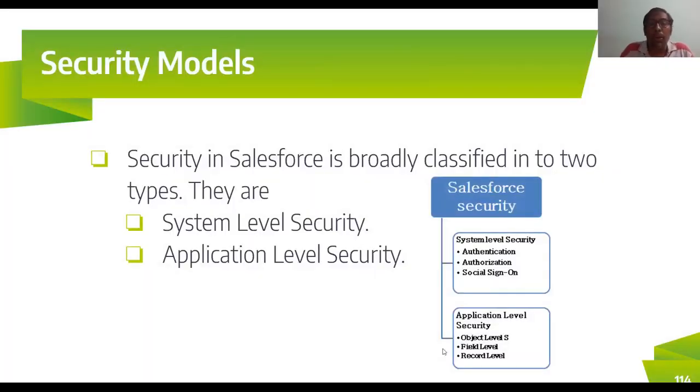Coming to the security model, it is broadly classified into two types, as I've already told you: system level security and application level security. In system level security, we maintain authentication, authorization, social sign-on, and so on. Whereas in application level security, we check the object level, how we maintain security on the object level, field level security, and with whom I can share it. Like record level security, this record can be shared with whom, and with how many other users we can share it.